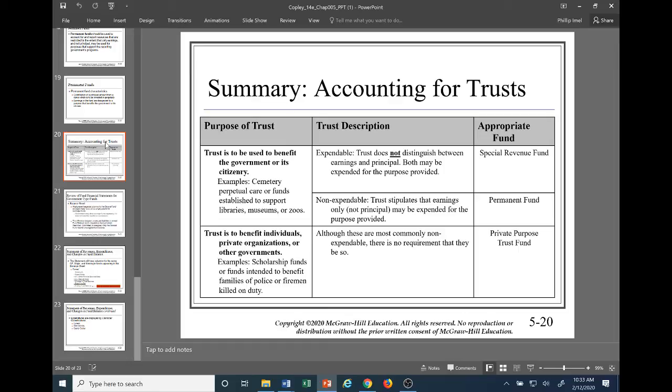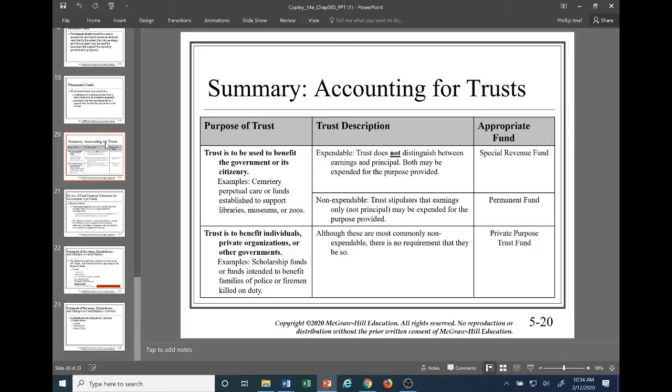Let's say it's expendable, meaning that it does not distinguish between earnings and principal, right? Both may be expended for the purpose provided. So if I give you money, say you have your own government, and I say, hey Will, here's $100,000. I just want you to use it for scholarships. I don't care if you spend principal or interest. I just want you to use it for scholarships. That's expendable. So therefore, you're going to put it in a special revenue fund, right? Why would it go in special revenue and not permanent? Because it's not permanent, right? But we know it's going in a governmental fund, right? Because it's for the citizenry and the government, right?